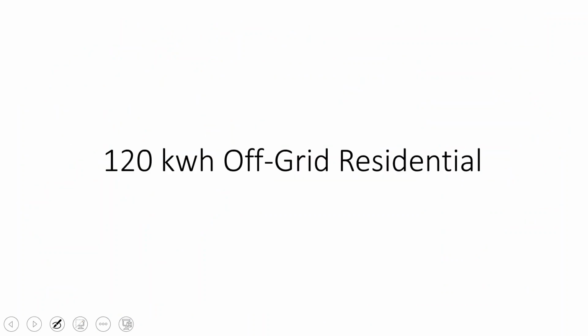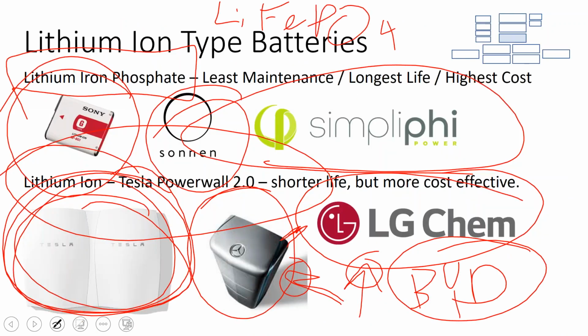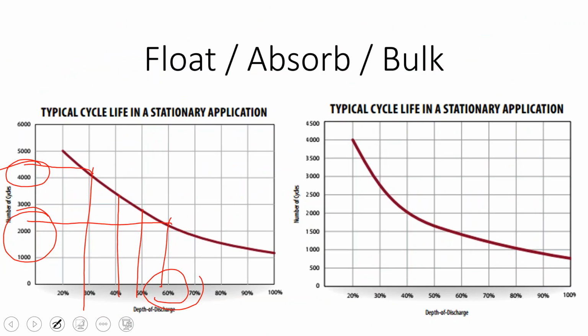Here's another point. Going back to our float absorb bulk phase. The Tesla lithium-ion battery is rated for a 100% deep cycle, which means that it does not degrade at 30% depth of discharge or 50% depth of discharge. And what do you think its float absorb bulk line looks like?